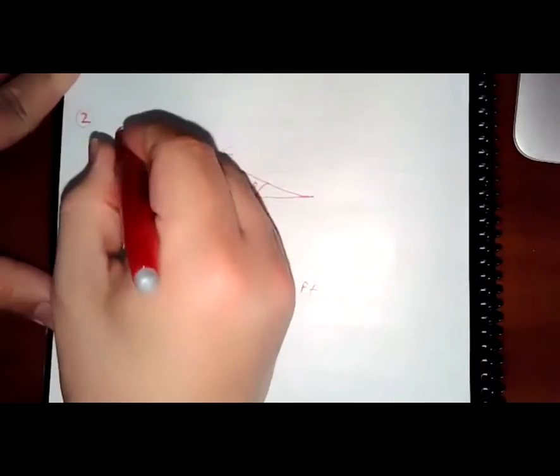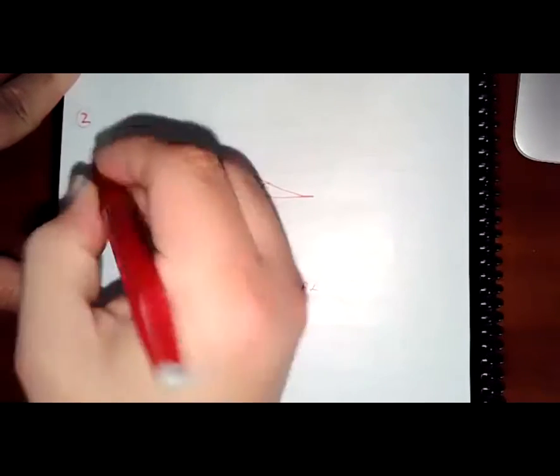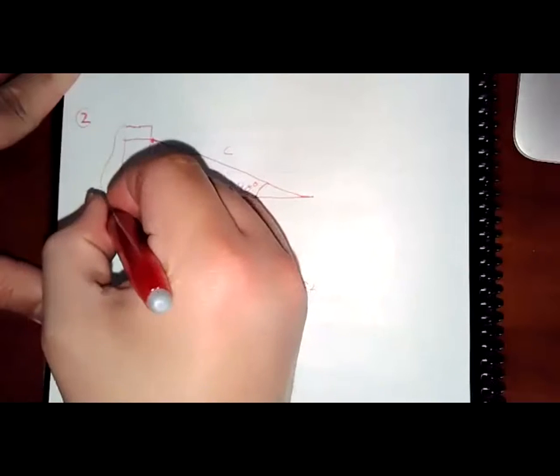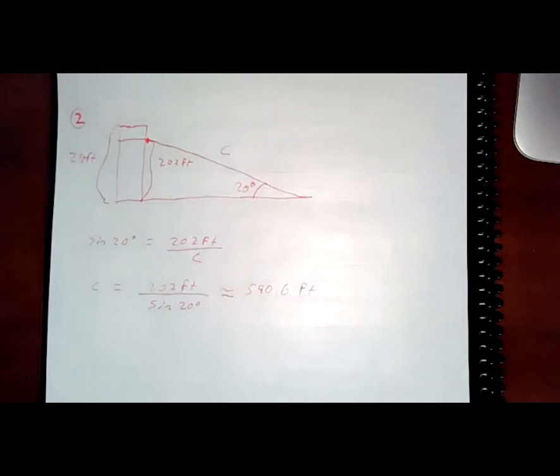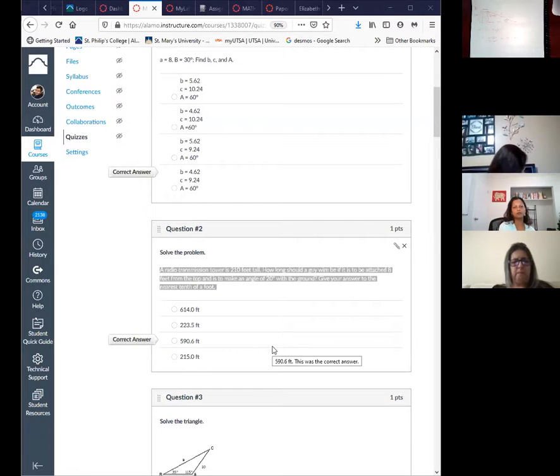Okay. So I'm trying to make a little note here. This length is 210. All right. So that's number 2, 590.6 feet.